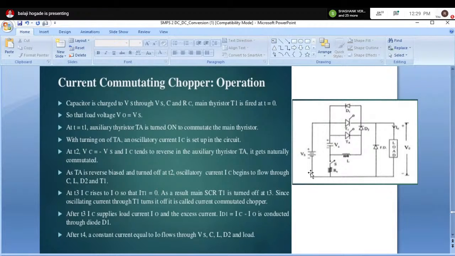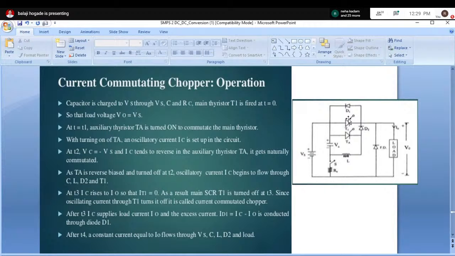So we'll get the load voltage V0 equal to Vs, the input or source voltage. At t equal to T1, the next time interval, we want to turn on the auxiliary SCR. The reason is to turn off the main SCR, because it is conducting and now we want to disconnect the load from the source. And what is the way to disconnect the source from the load? To open this main SCR.